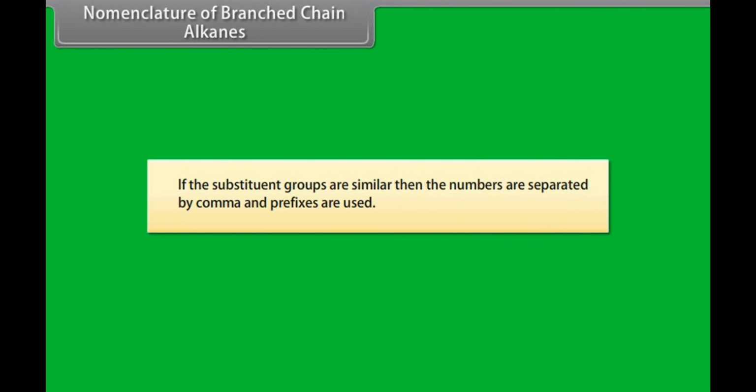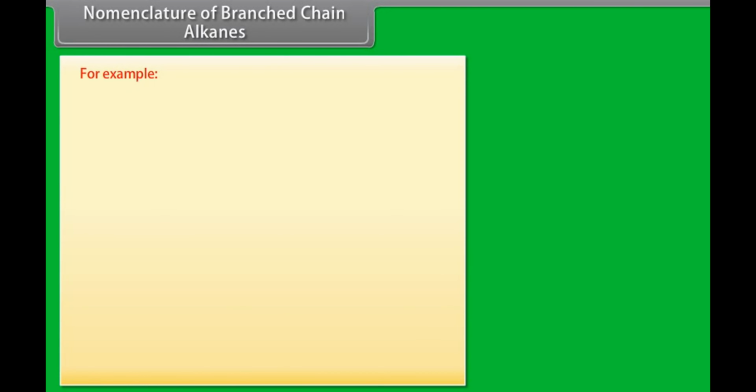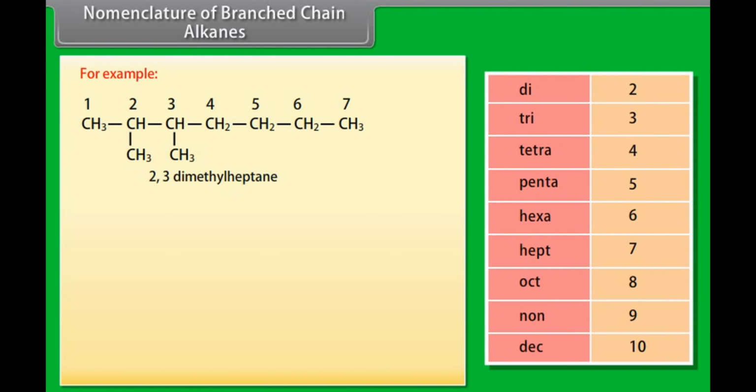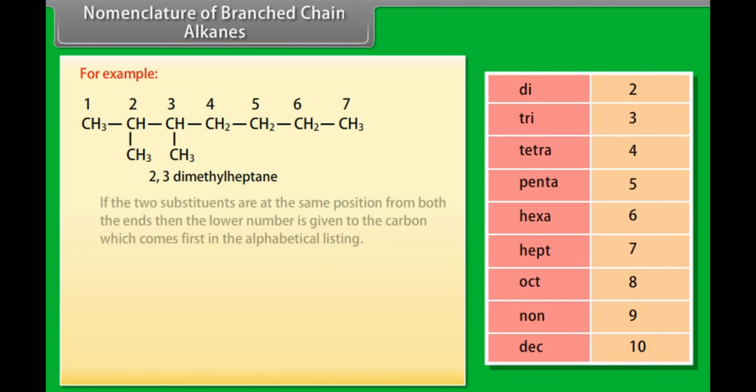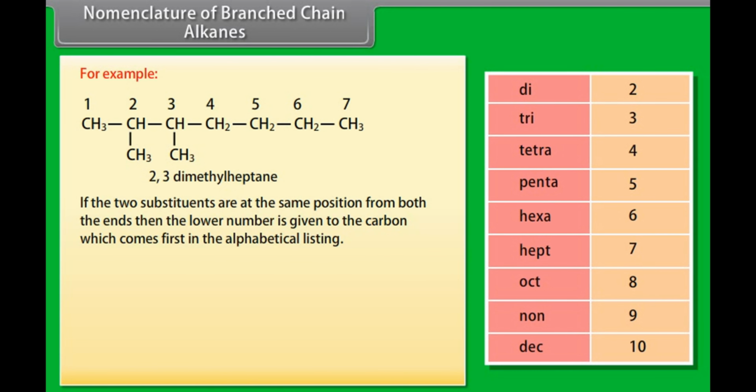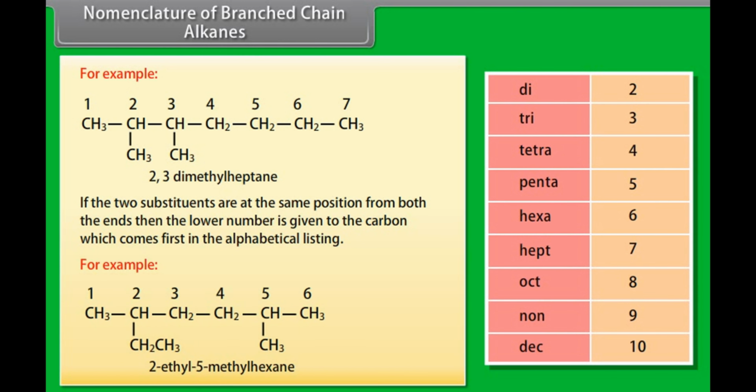Nomenclature of branched chain alkanes. If the substituent groups are similar, then the numbers are separated by commas and prefixes are used, such as given below. If the two substituents are at the same position from both ends, then the lower number is given to the carbon which comes first in the alphabetical listing. For example, 2-ethyl 5-methyl hexane.